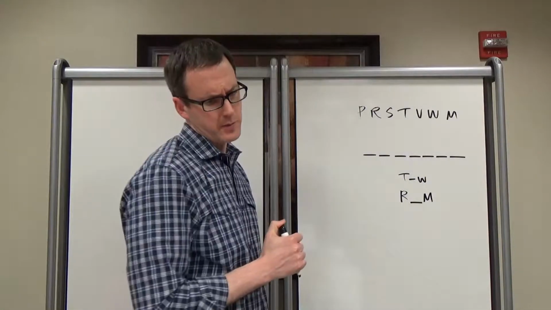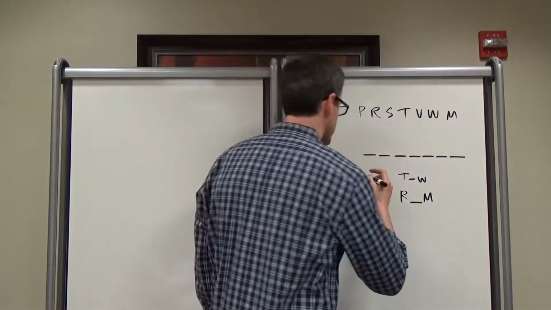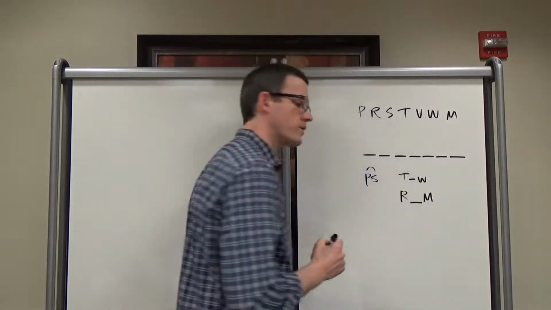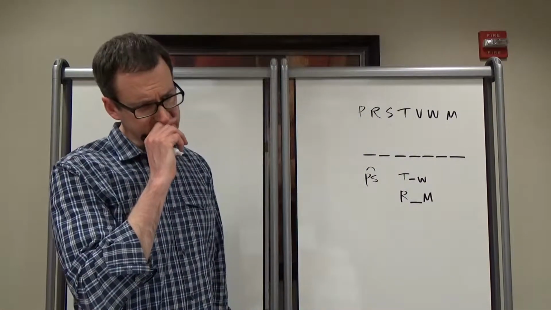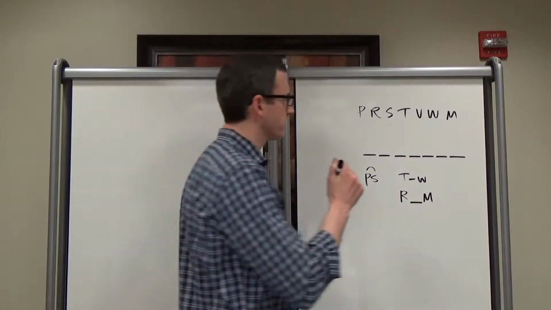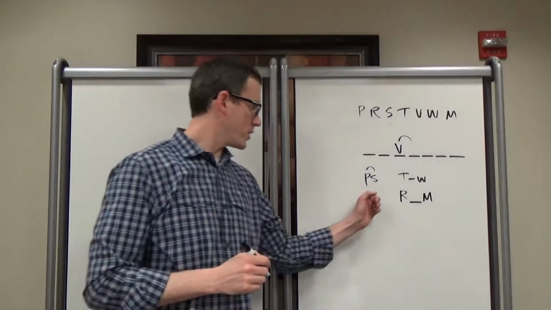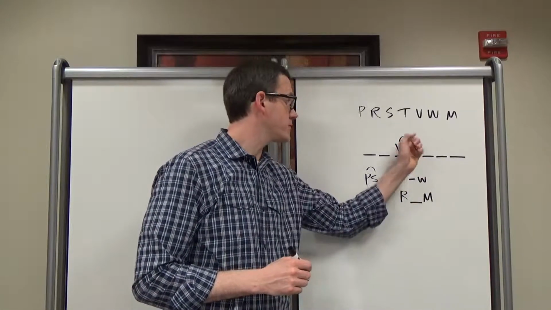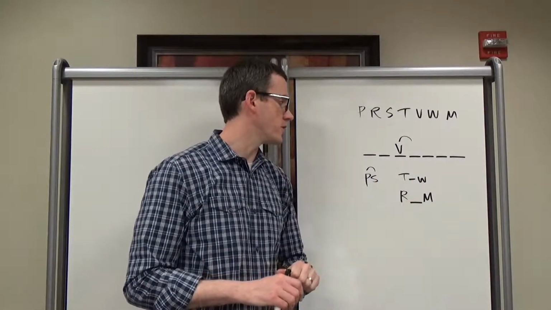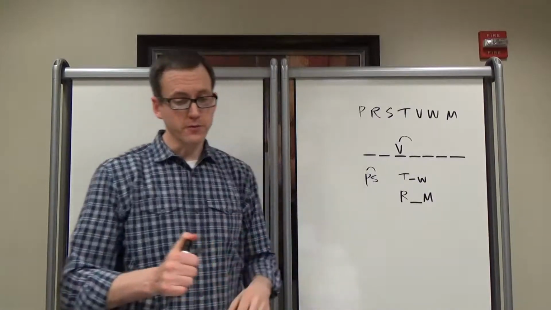Then it says P and S must be next to each other. They don't say the order, so we'll just say P, S with an arc, right? They're going back and forth. Then it says V is not third, then it's fourth. That means V is third or fourth. Sound good? And we have 1, 2, 3, 4, 5, 6, 7. Every variable is here, which means they're all floaters. I mean, there are no floaters.